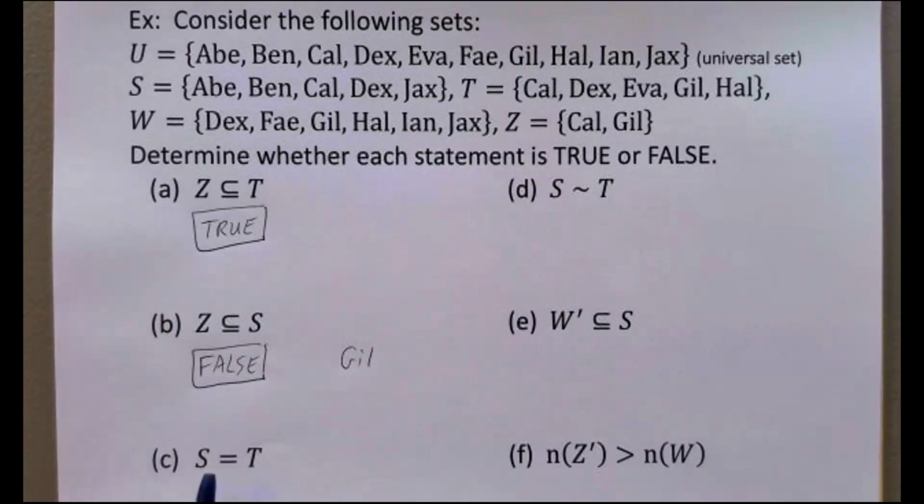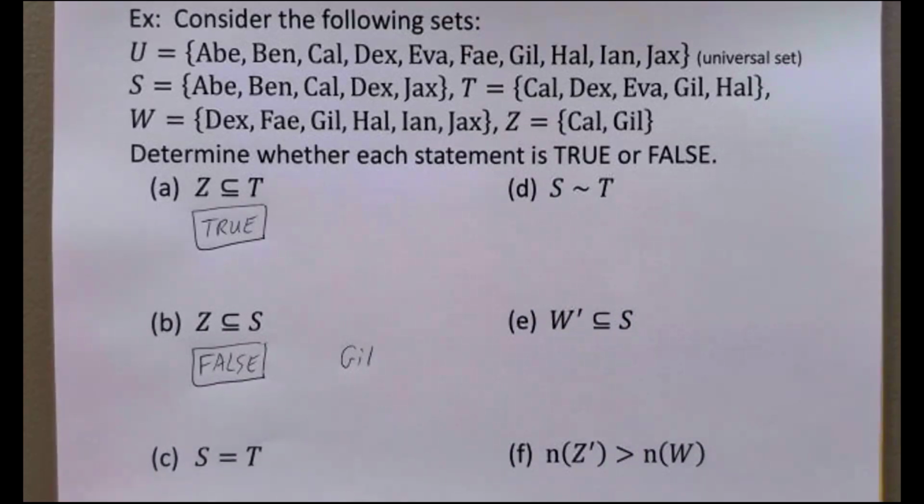Next question. Is S equal to T? You may remember that definition from a previous section. For two sets to be equal to each other, they must look exactly the same. Do sets S and T look exactly the same? You can quickly see the answer is no.